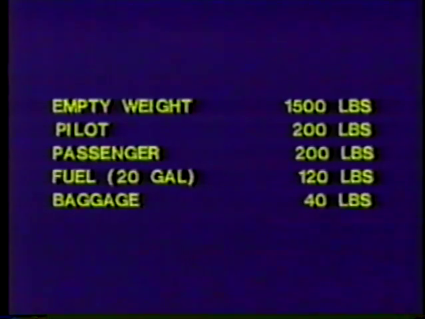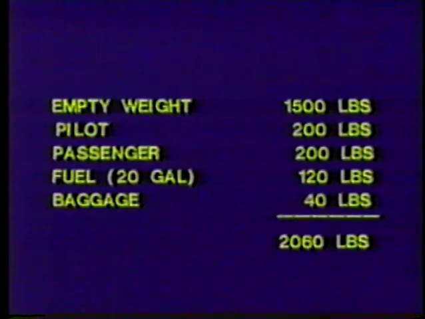Let's work another problem. Assume a four-place airplane with a maximum gross weight of 2,450 pounds. List everything you plan to load into the airplane by weight. Adding up these weights gives us a total of 2,060 pounds, well under the gross weight of 2,450 pounds. But what about the airplane's balance?